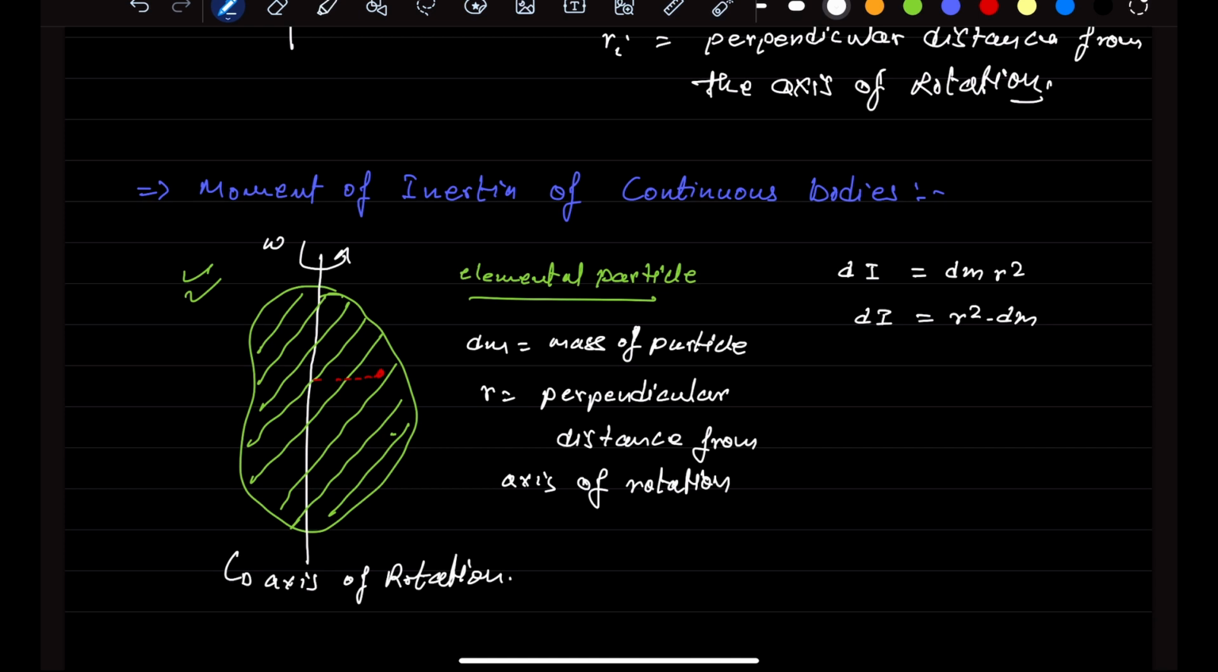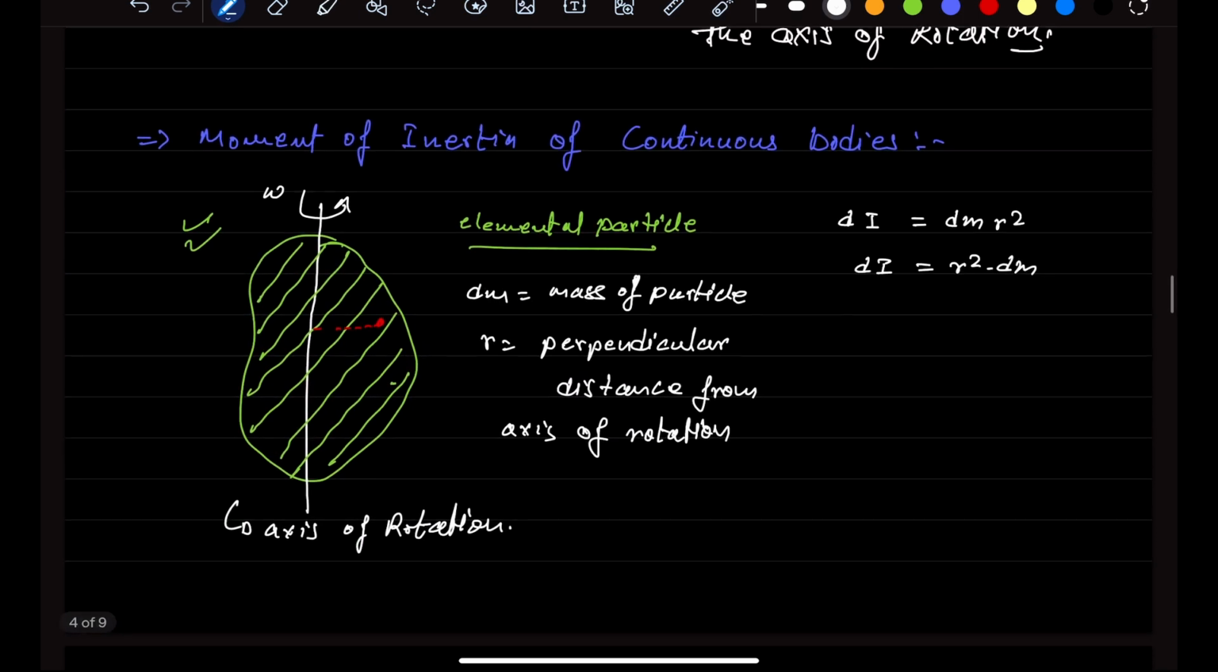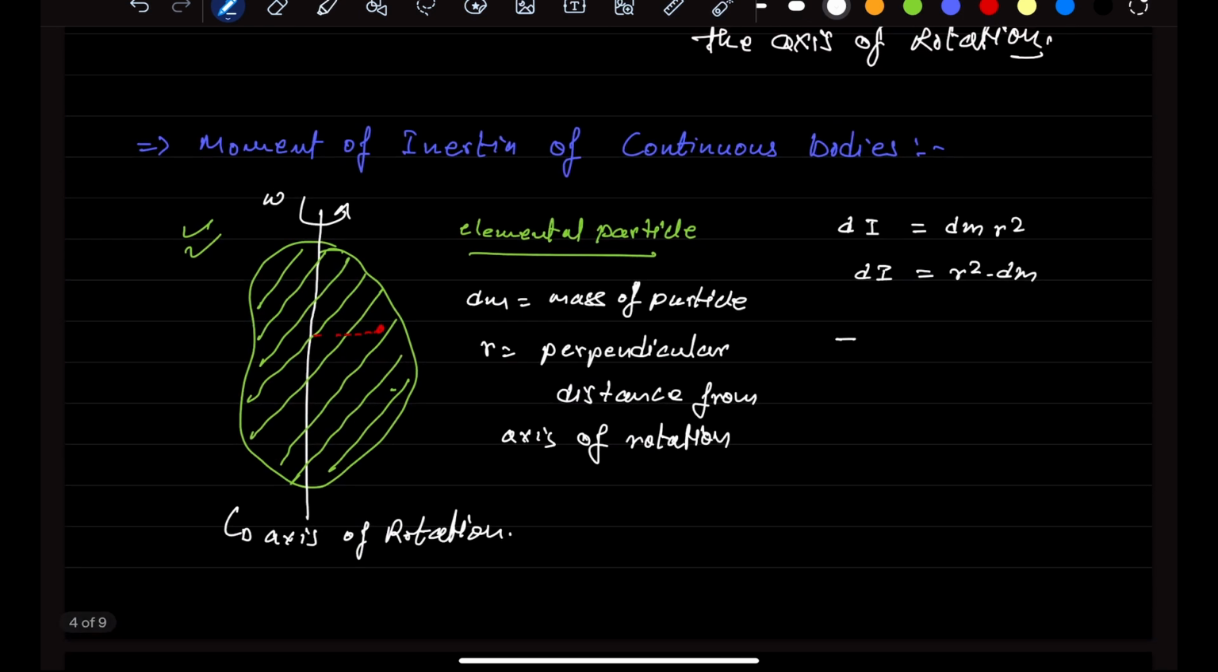Now there are infinite elemental masses in this rigid body, right? So now how do we find the total moment of inertia? We are going to add it. So I, the moment of inertia of the body, is the summation of dI, and that is the summation of r square dm. Now tell me, is it a continuous mass distribution? Yes, of course, this is a rigid body.